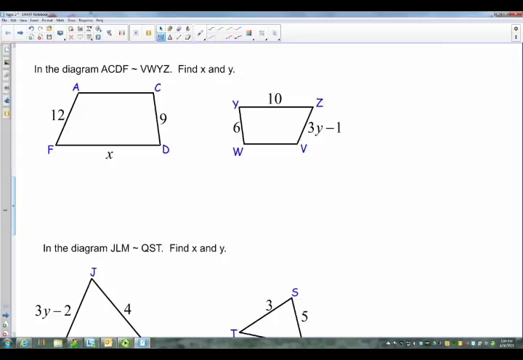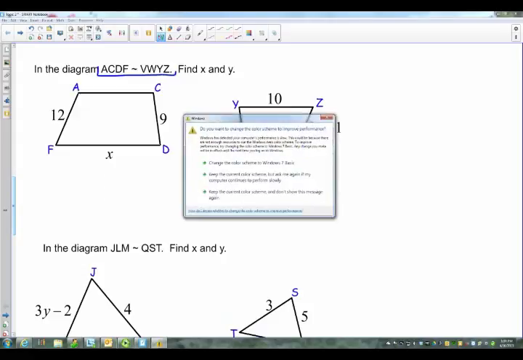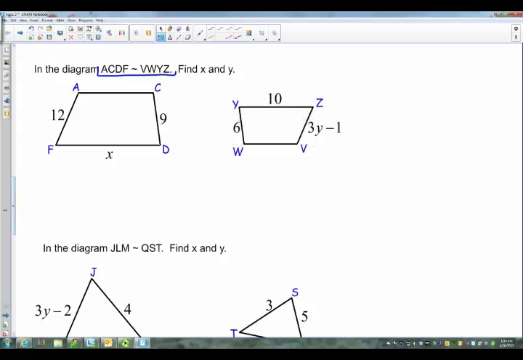Alright, so how can we use this to solve polygon figures? Well, in this diagram, ACDF is similar to VWYZ. Now understand this figure may have been rotated, so this similarity statement is very important. I want to know what is X and Y. Alright, so let's think about what we know. We've got AF. AF is 12, and AF, if you look at your similarity statement, is the first and the last. So the first and the last in each of those are similar. So AF is similar to VZ, which is here and here.